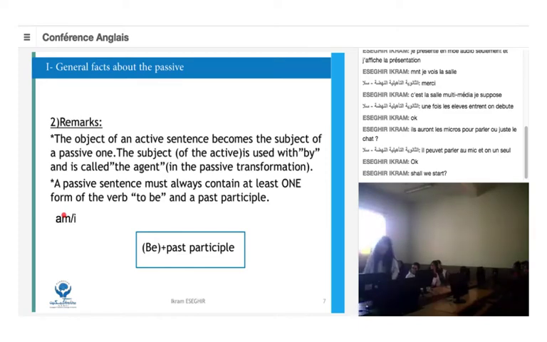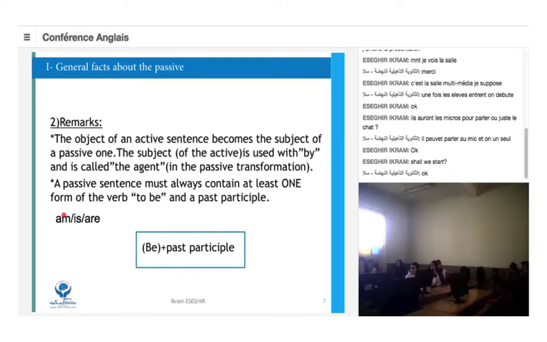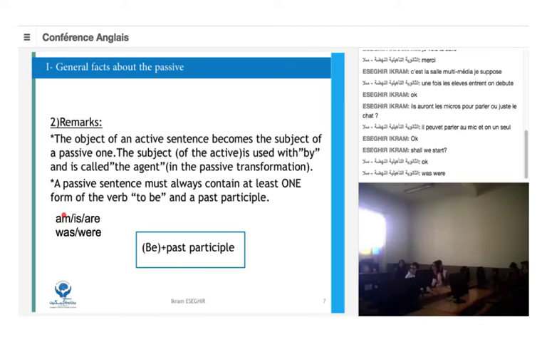We can use the verb to be in the simple present, yes? So it gives us is, are. We can give the verb to be in the simple past and we get was and were. We can get the verb to be in the ing form that we call gerund form. Okay, being is gerund form.